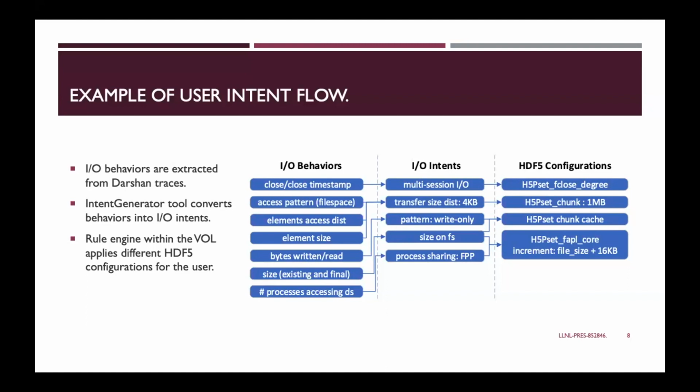This is a very small list of things that you could do with this. I'm writing a paper on this and it's ongoing work, so any feedback is highly appreciated. But what we're talking about here is thinking about multi-session IO, like having these HDF5 open and close epochs within the application. We're talking about what the transfer size distributions are. Are we doing write only, read only, or a mixed pattern? What is the approximate size of the file? And how are we going to share the file among processes? That gets automatically translated by the rule engine into different property lists, basically.